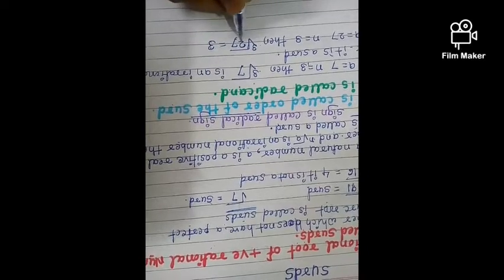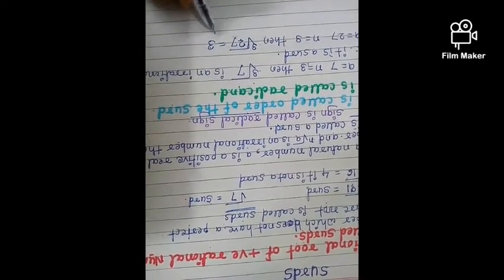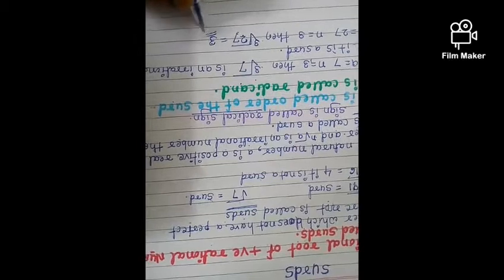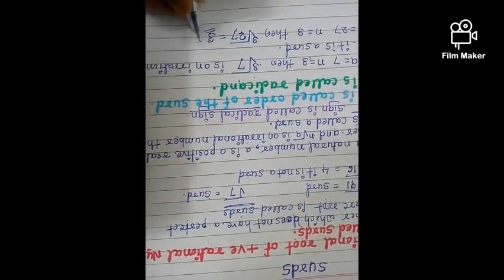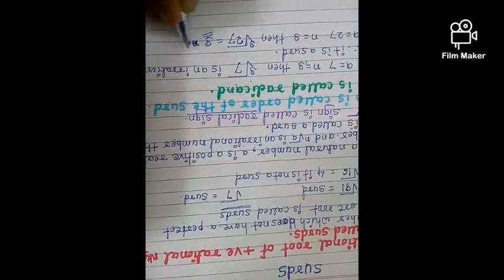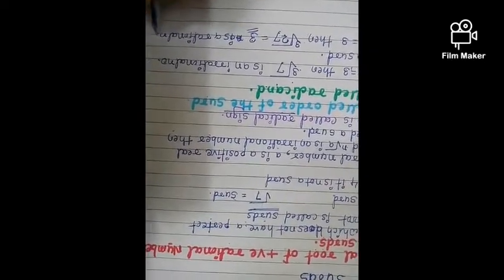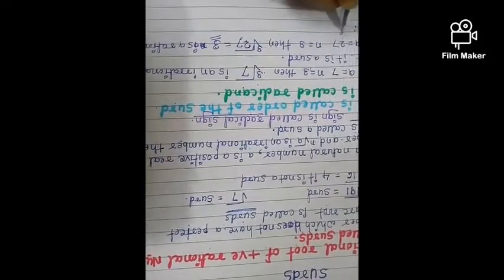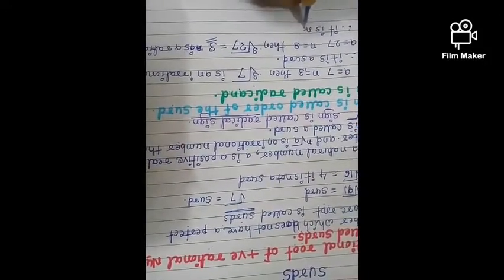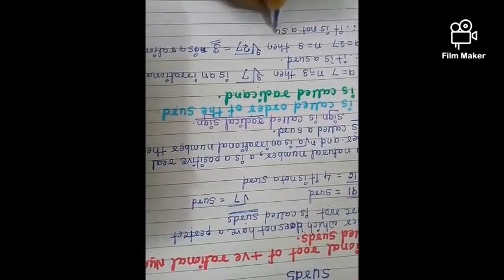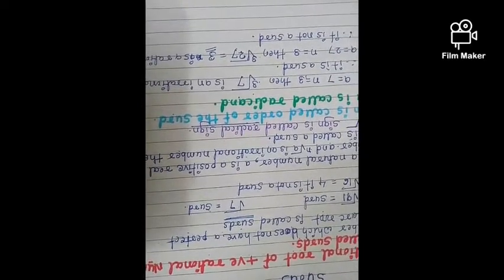3 cubed is 27. So students, is 3 an irrational number? No. 3 is a rational number. Therefore, it is not a surd.